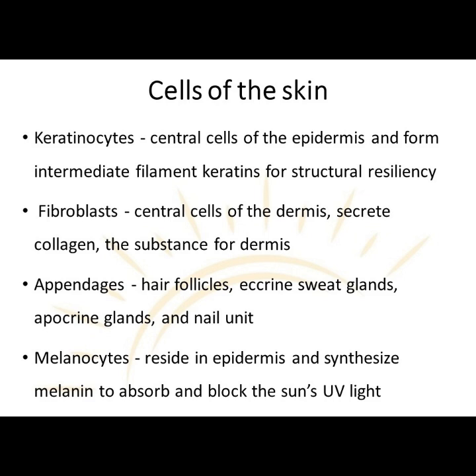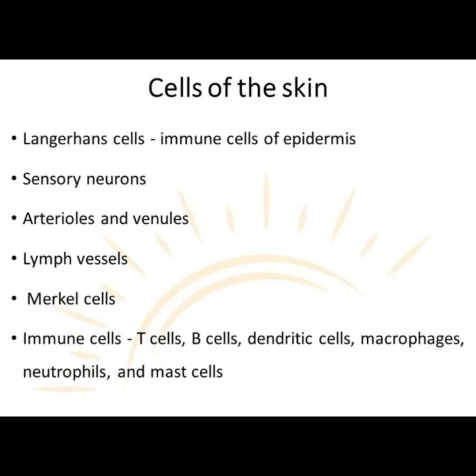Fibroblasts, central cells of the dermis, secrete collagen, the substance for dermis. Appendages, hair follicles, eccrine sweat glands, apocrine glands, and nail unit. Melanocytes reside in epidermis and synthesize melanin to absorb and block the sun's UV light. Macrophages, neutrophils, and mast cells. Langerhans cells, immune cells in epidermis, internalize and present antigens to initiate an immune response.